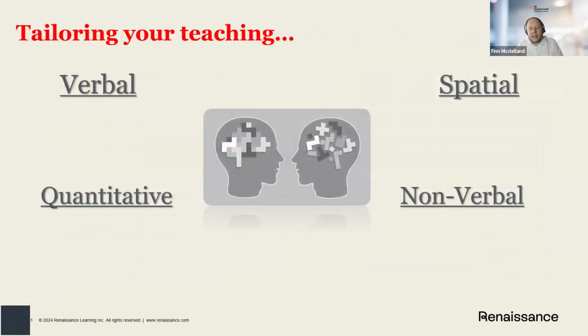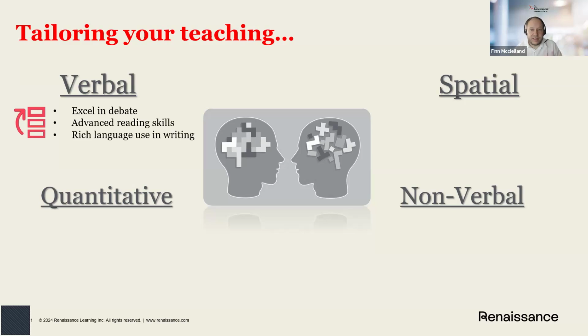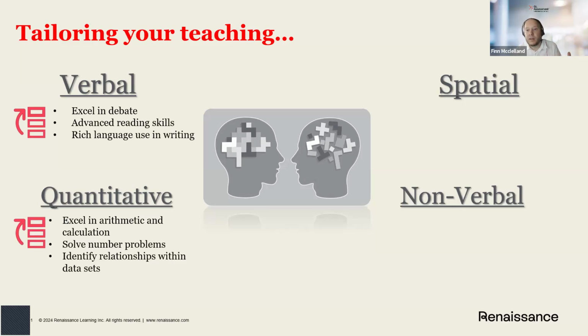So CAT4 really does allow you to tailor your teaching by highlighting different cognitive strengths the students bring into the classroom. On the left, you'll see verbal learners. Now, these are the students who often excel in discussion, debate, reading, and expressive writing. They benefit from talk-based activities, rich texts, and opportunities to explain their thinking in words.